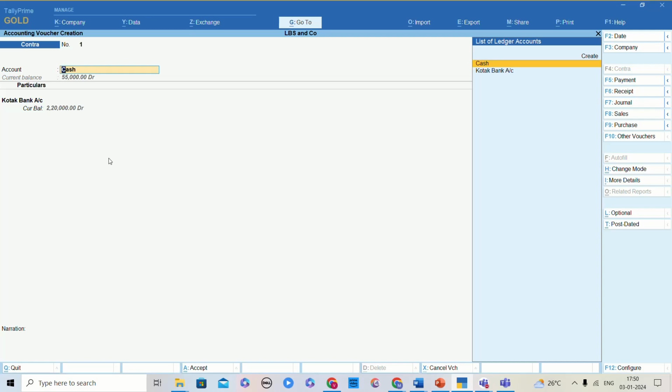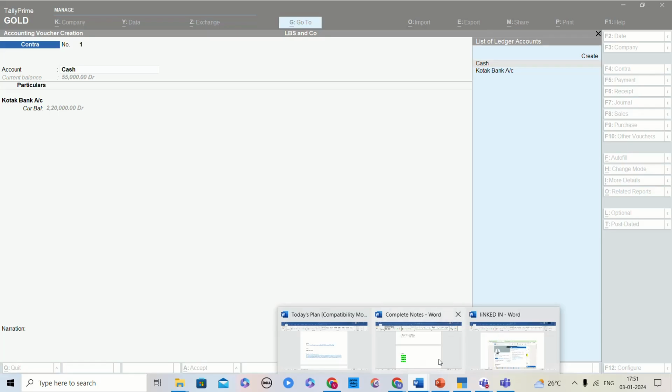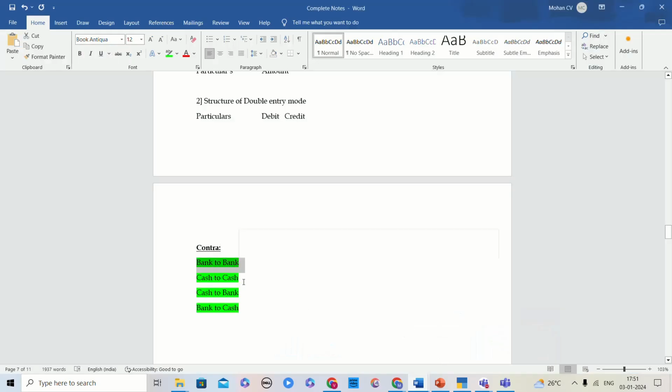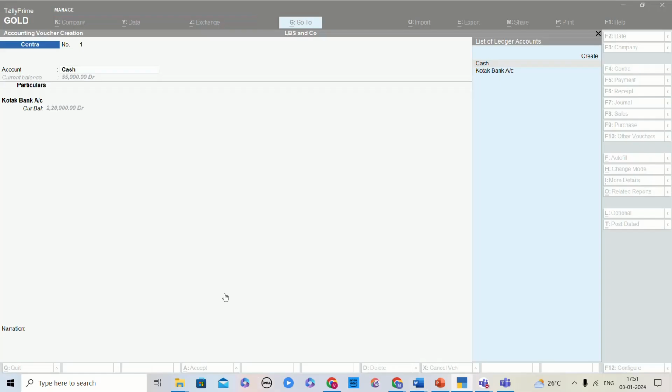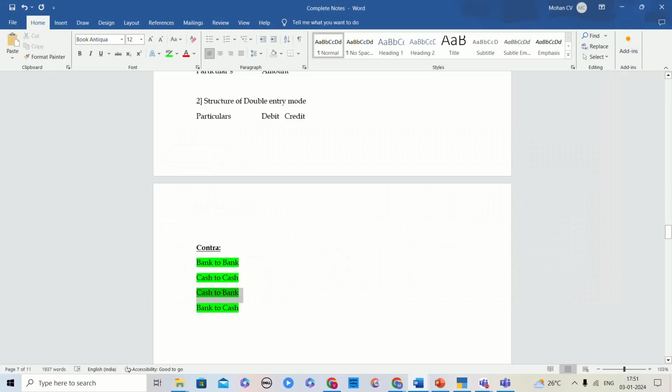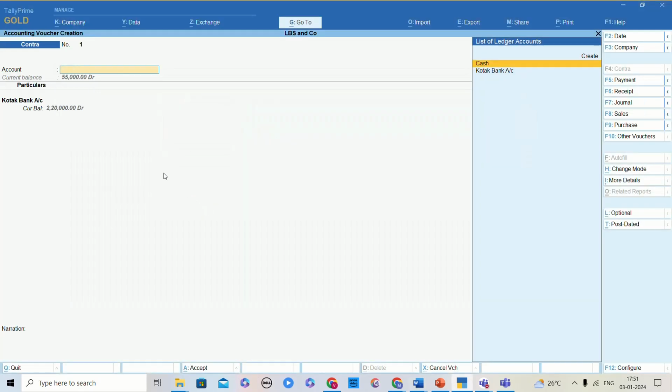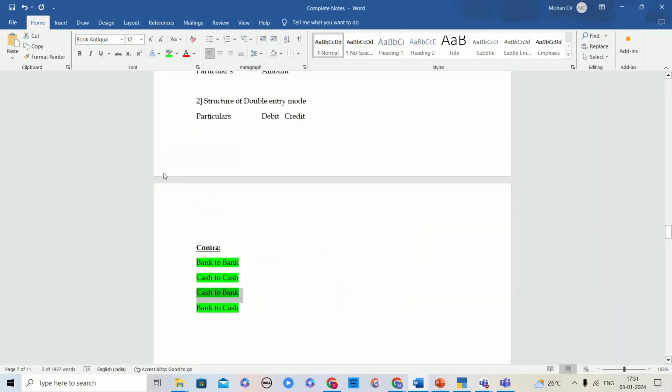See, contra entry always, as I told you, is used when the transactions are taking place between these particular ledger accounts: bank to bank, cash to bank, or bank to cash, correct? When transactions take place between these ledger accounts, we record the contra entry. Now I'm explaining that here, cash to bank, when I deposit cash into bank, to which account will the benefit go when I deposit cash into bank?